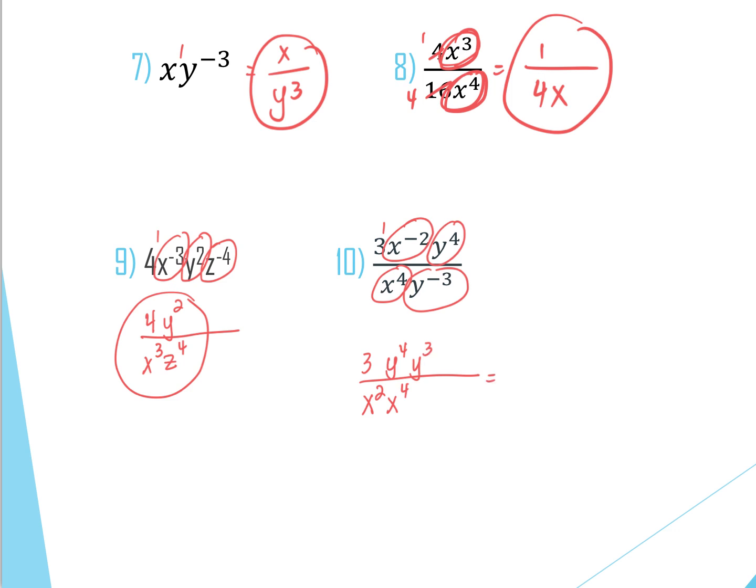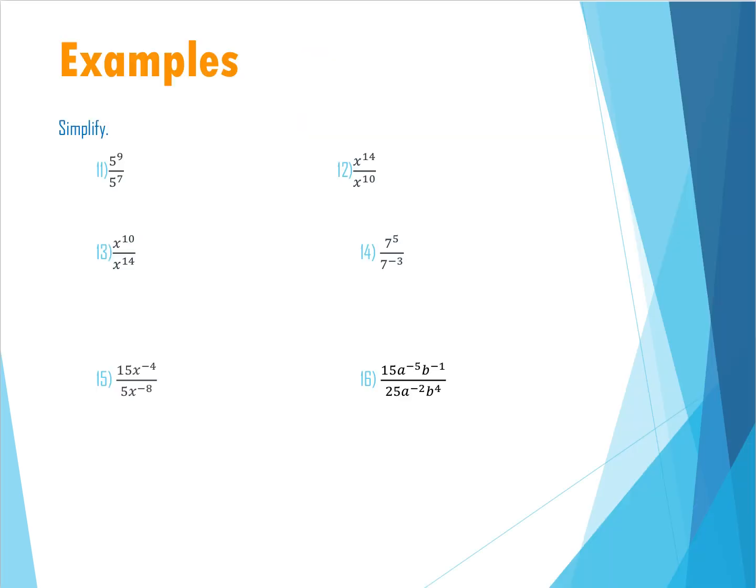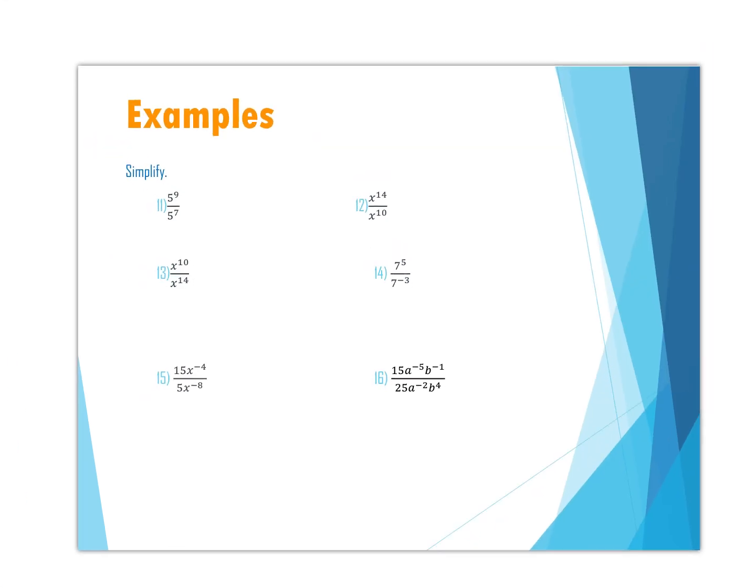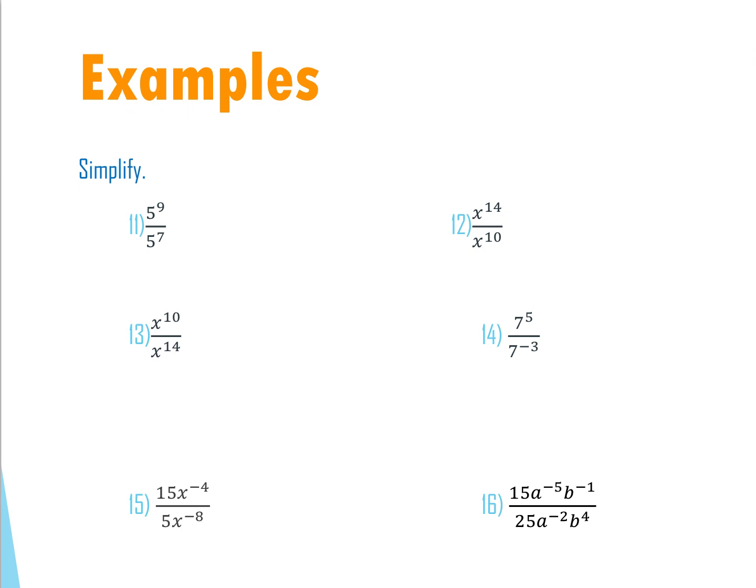And so now I can just simplify the numerator and the denominator spots. I've got 3 y to the 4th, because this is all multiplication, right? They're timesing each other. So 3 times y to the 4th times y to the 3rd is 3 times y to the 7th. And then this will be x to the 6th at the bottom. And that's my answer there. And again, we just keep simplifying, keep going through the process.